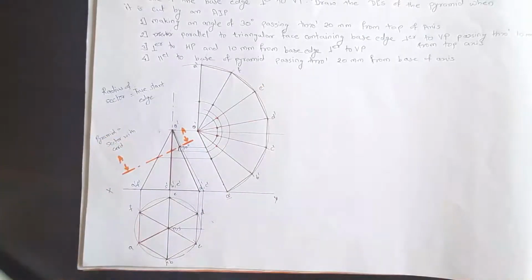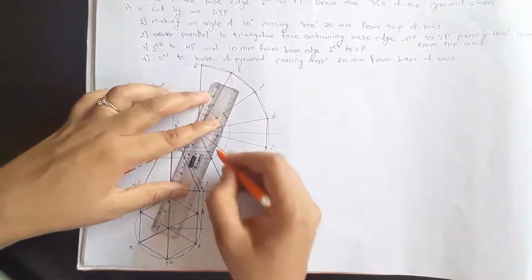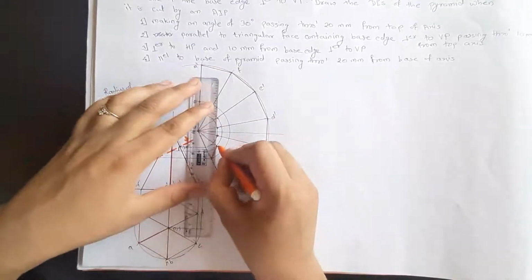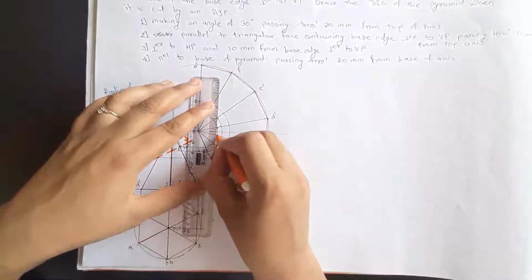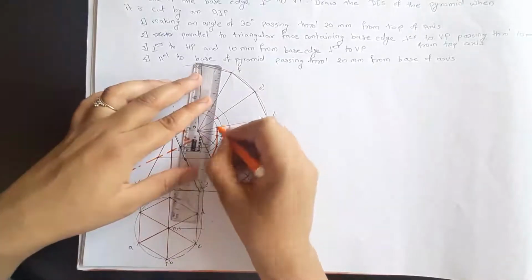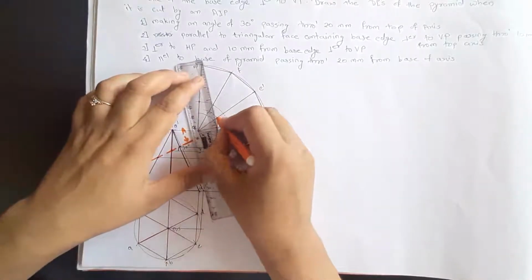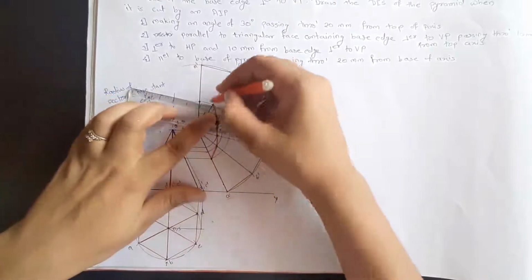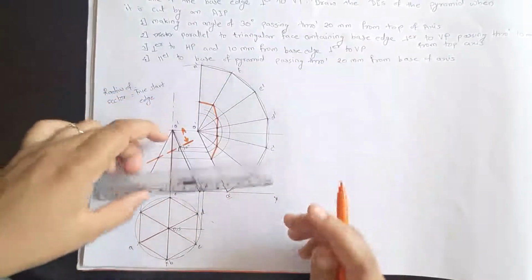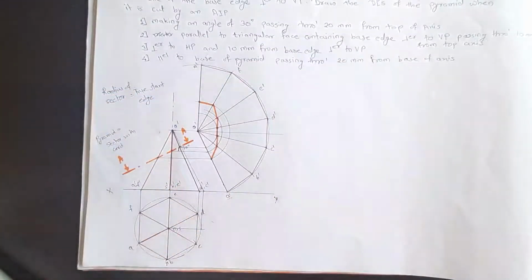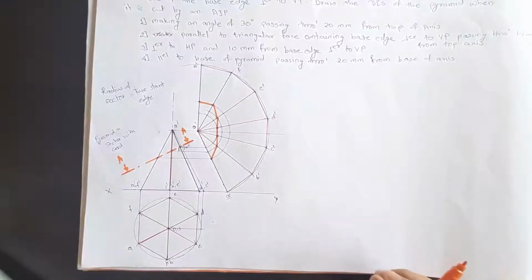Now simply using the scale join all these points, because this is a prism, not a cone, so there will not be any curved surface. Instead of a curve it will be straight edges. So in this manner our cutting development will be.